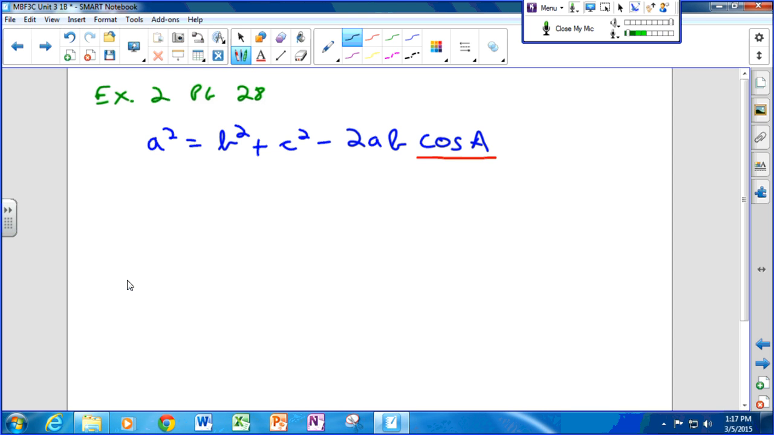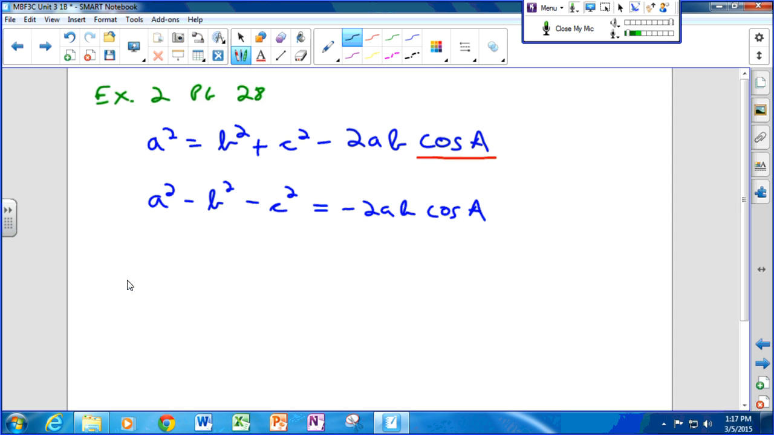So, for example, if I have a squared over here and I want to move the b squared, I have to subtract like that, equals minus 2ab cos A. Okay, so far so good, right?